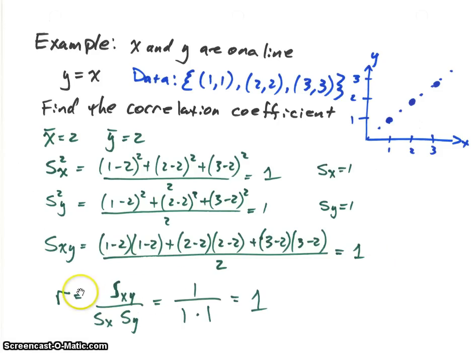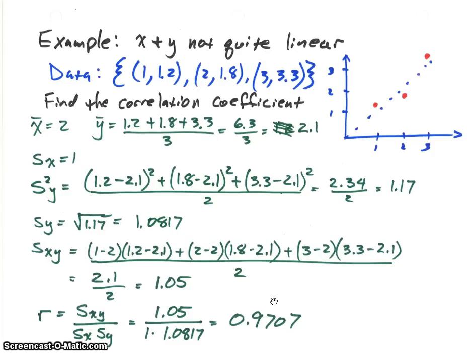And once we calculate the correlation coefficient, we have the sample covariance divided by the sample standard deviations for x and y, and those end up being equal to 1, which is exactly what we were expecting, since the data is exactly linearly related.